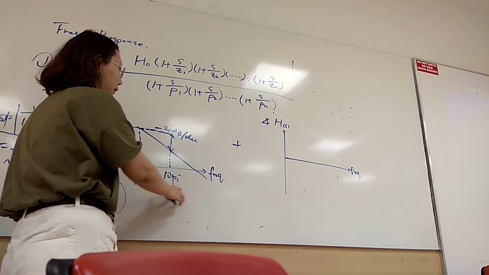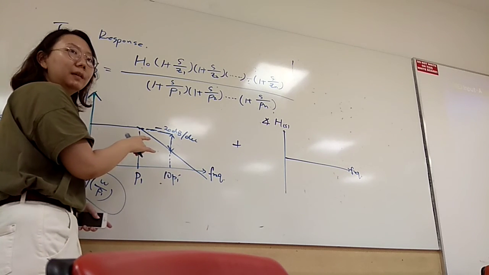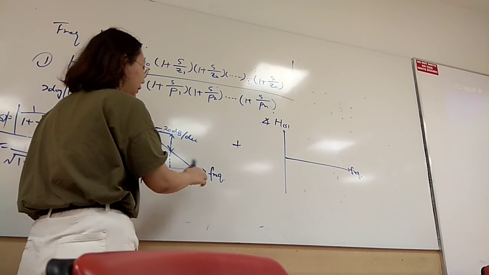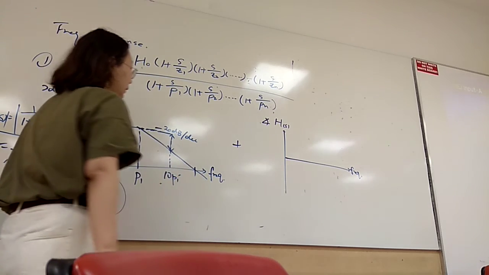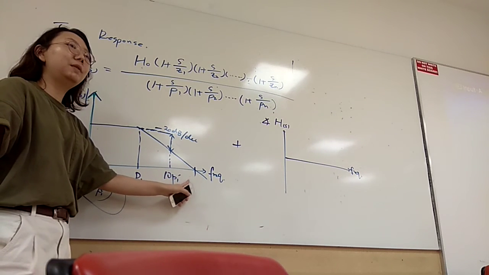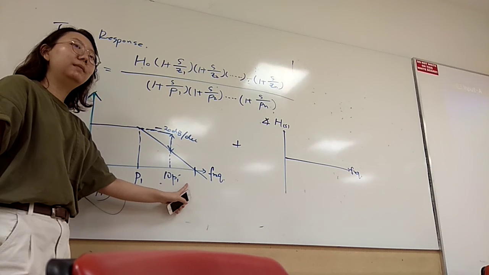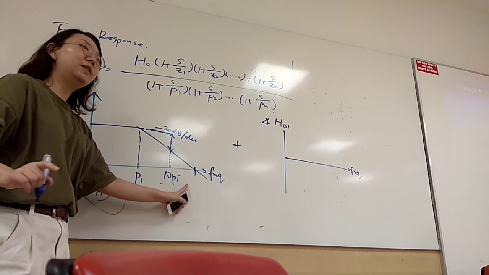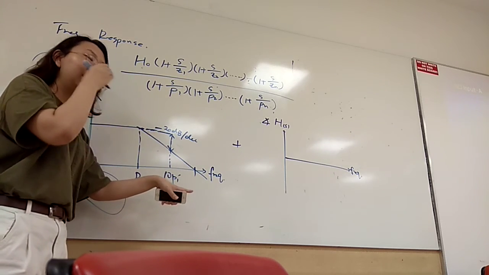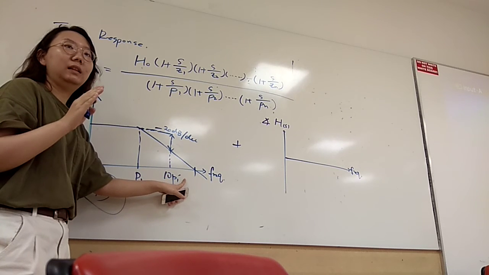Another 20, right? So from p to 100p, what's the total drop of your gain? It's 40 dB. So your gain is going to drop by 40 dB. Okay? So your gain keeps dropping until a certain point, at a certain frequency, where your gain will start to become not zero. As your gain starts to drop, at a certain point, your gain will start to become 1.